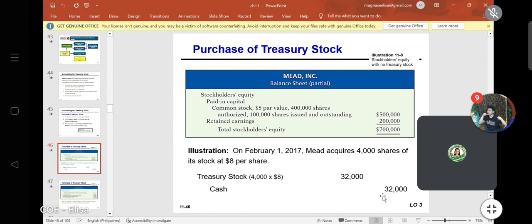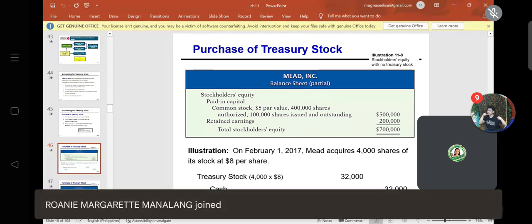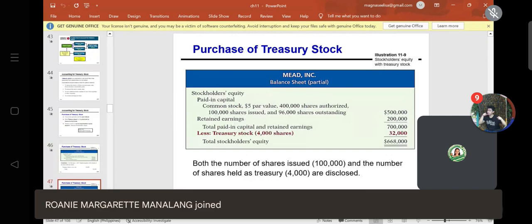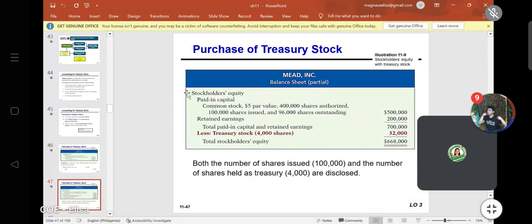Let's go to the next illustration here. On February 1, the company acquires 4,000 shares of its stock at 8 per share. So the entry will be you debit treasury stock, then credit cash, because we paid for it. So the presentation will be this.